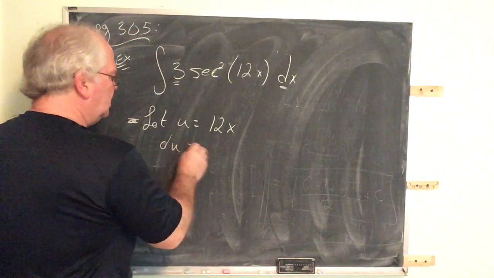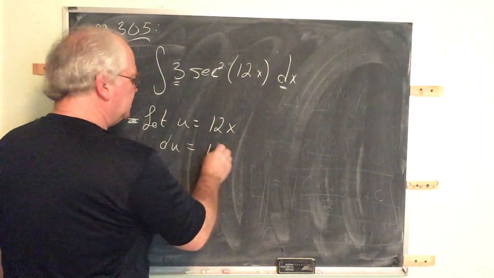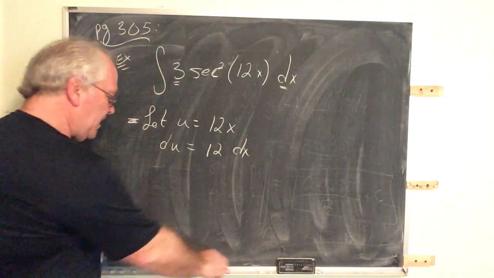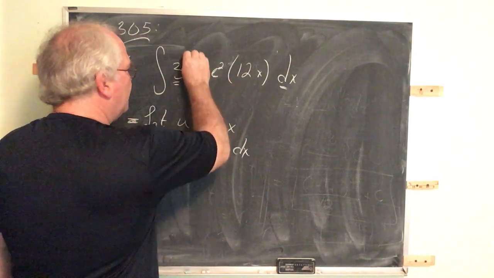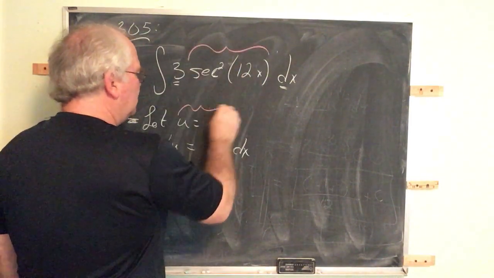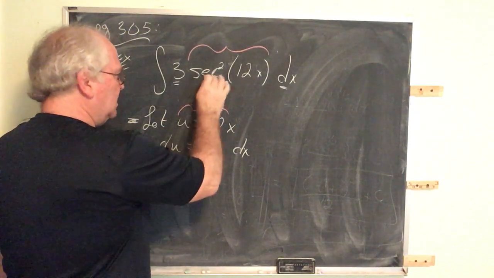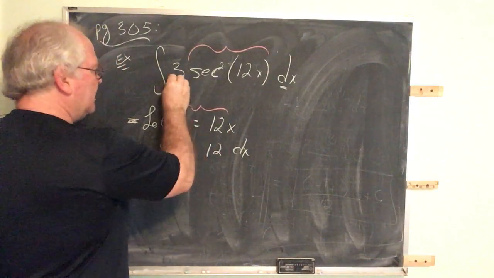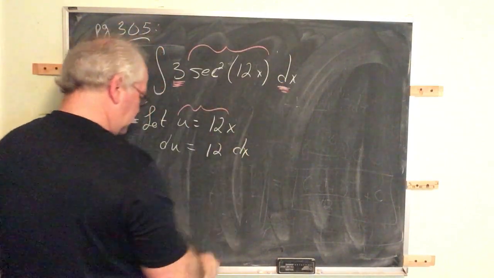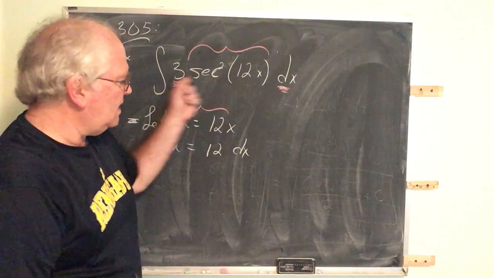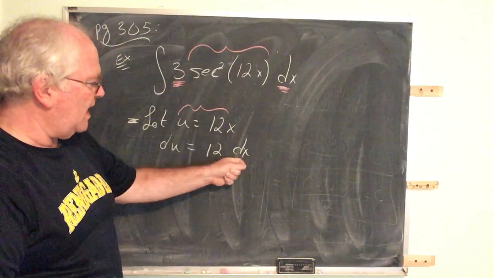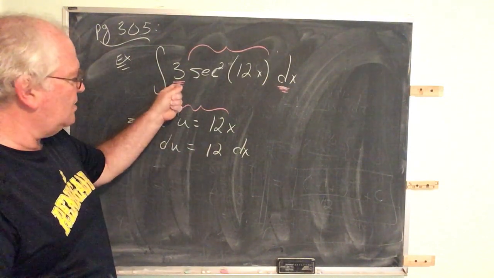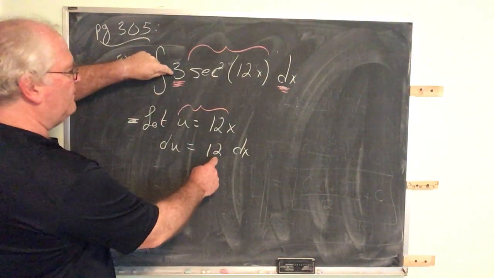So what's du? What's the derivative of 12x? Well, that's just 12. So what do we have? This is accounted for with the u statement, the let statement. So we can translate this as secant squared of u. Now, what we have unaccounted for is 3dx. We want 3dx, but we only have 12dx. So what do you need to multiply this by to get rid of the 12 and create a 3? I think the multiplier needs to be 1/4.